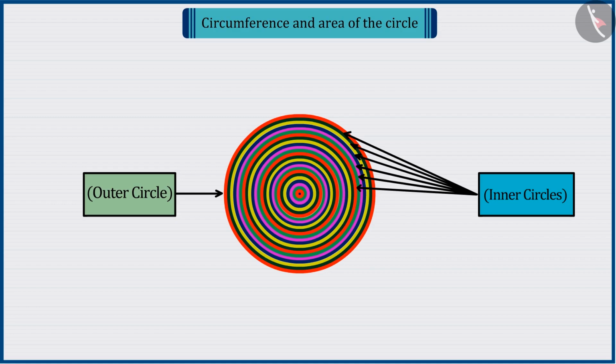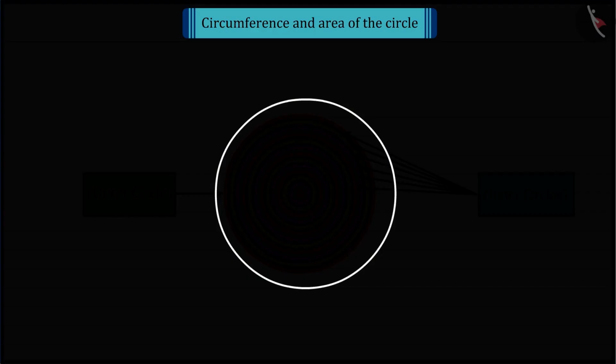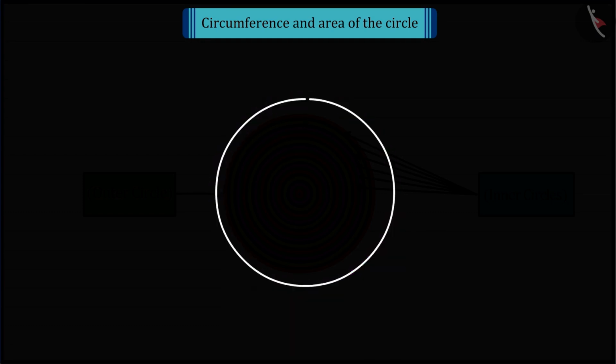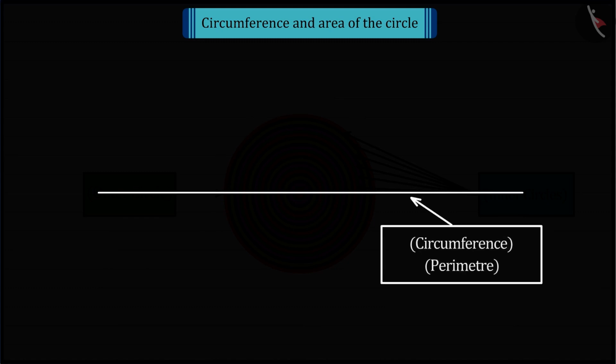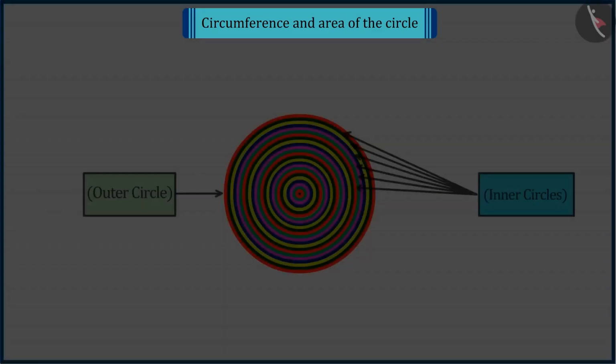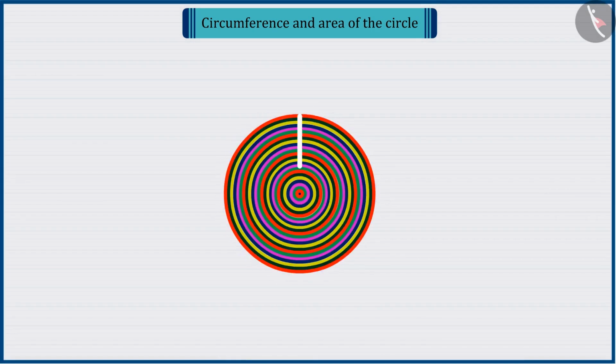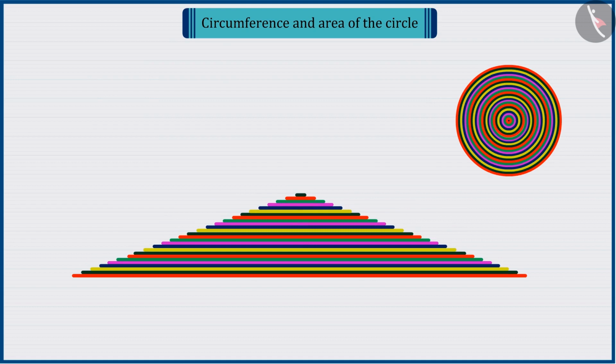Come, let's consider one more circle. If we now cut this circle from one of the parts and then straighten it, what we get is a straight line, which is the circumference of the circle, that is, its perimeter. So if we cut this group of circles from here and straighten it, what we see is something like this.